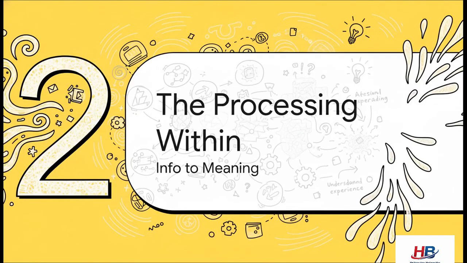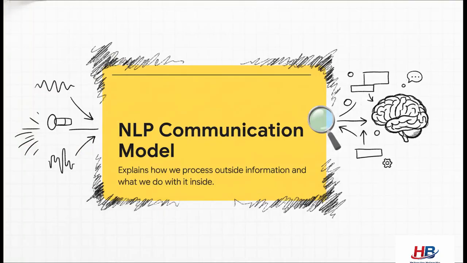Okay, so what happens next? This is the crucial part. This is what happens inside our minds, where everything changes. This is the moment where all that raw data gets transformed into our own personal experience. So the framework for understanding this whole process is called the NLP, or Neuro-Linguistic Programming Communication Model. Sounds a bit technical, right? But at its core, it's basically a map. It's a map that shows how we take all that external information and create our own internal meaning from it.